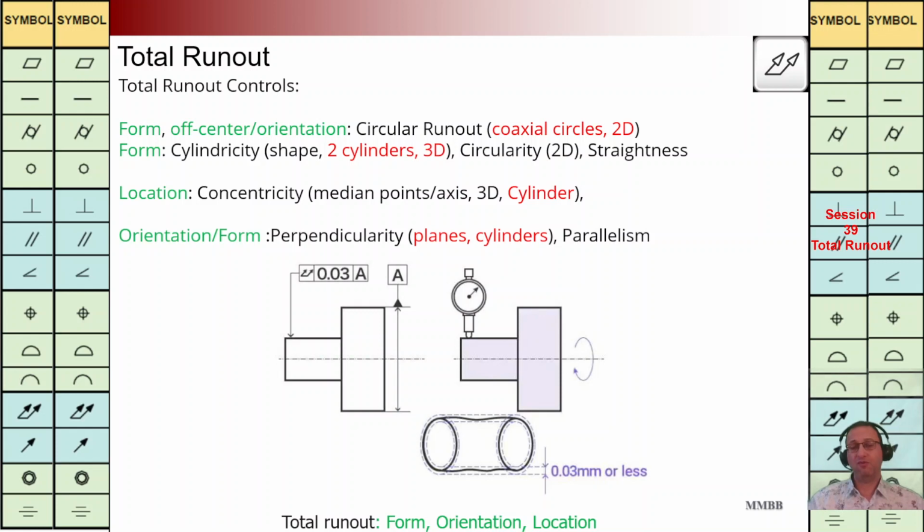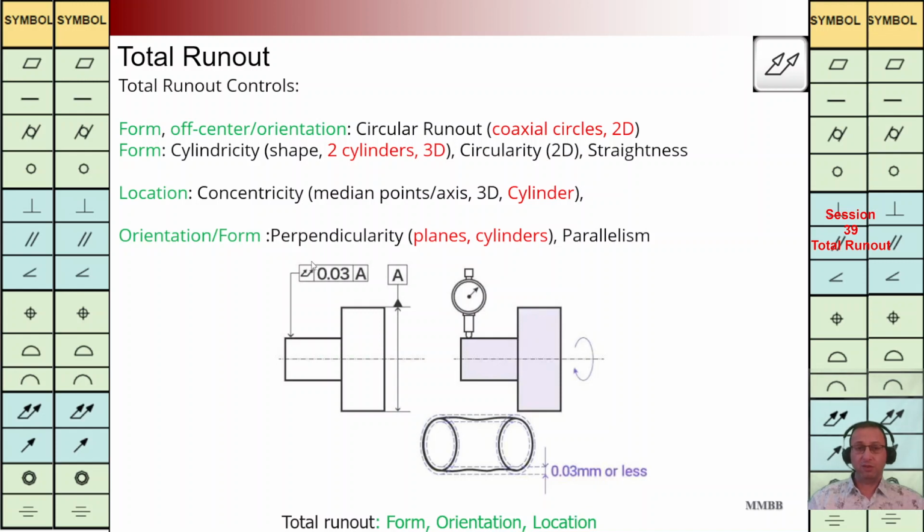We are going to control form, orientation, and location. It is the 3D version of runout. In runout, we are going to control off center and form of the cross section. But here we are going to control the location as well.